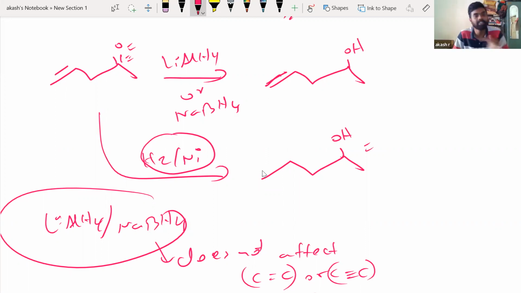All right, so that is about the reduction part. Very, very simple, very easy. But now, we have to understand the mechanisms. The H2/Ni mechanism you don't have to worry about, but the LiAlH4 or NaBH4 mechanism is a little important. Even though it is not given in the textbook, you can know this. Very, very simple.